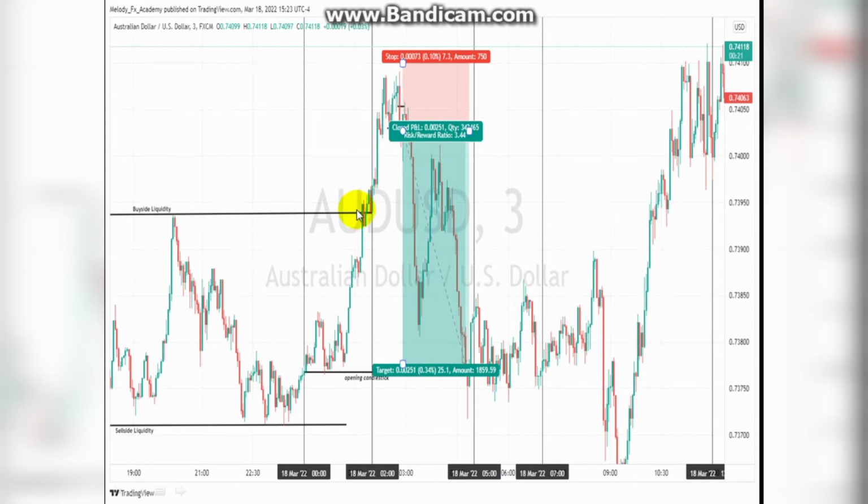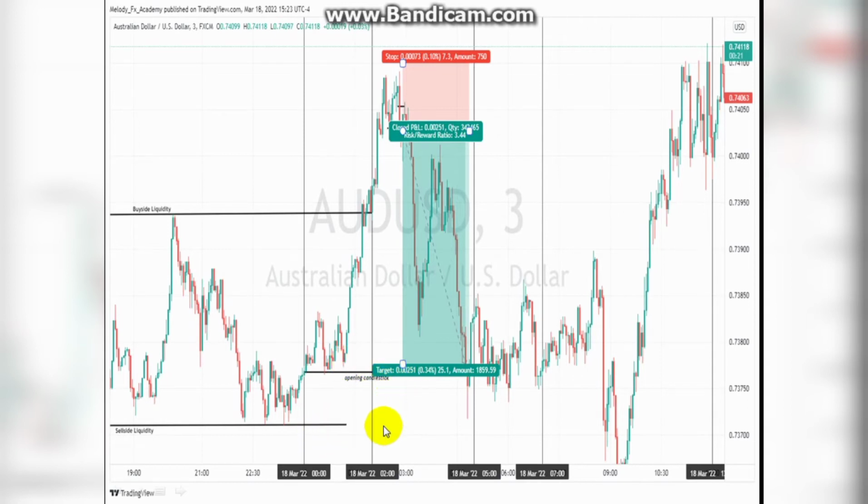And they were long right here. And what did price do? It went the other direction. It trended off in the other direction. Now I was waiting for this old low to be taken out, so I got out of this trade right here, below this old low, close to the opening candle.